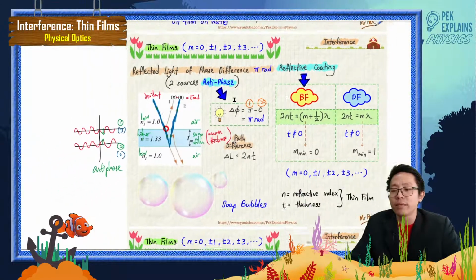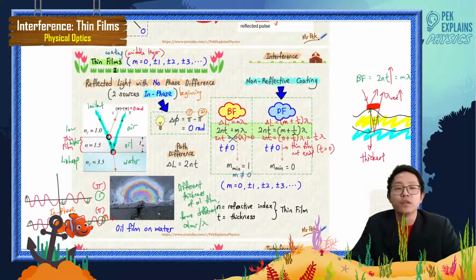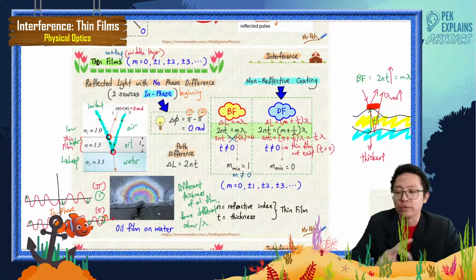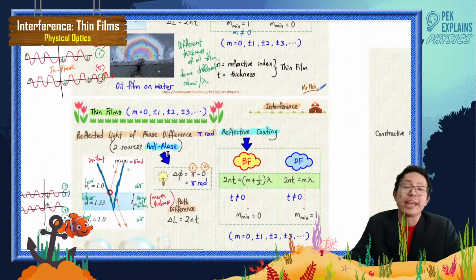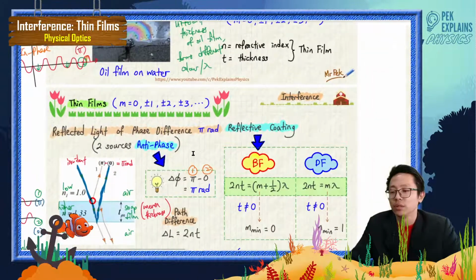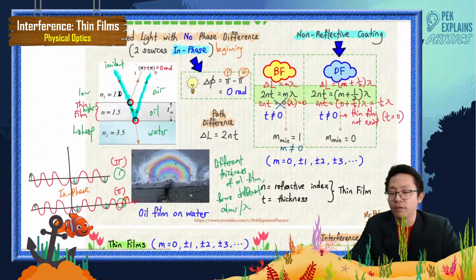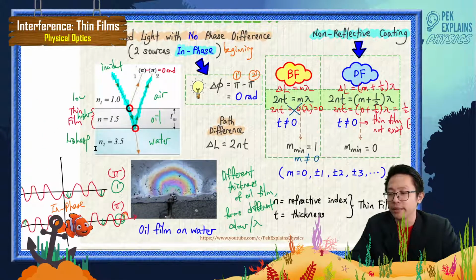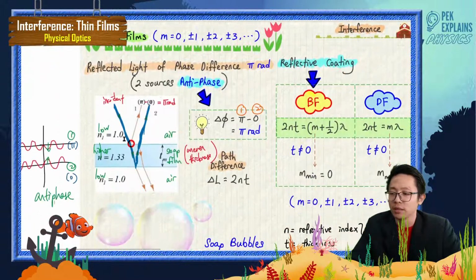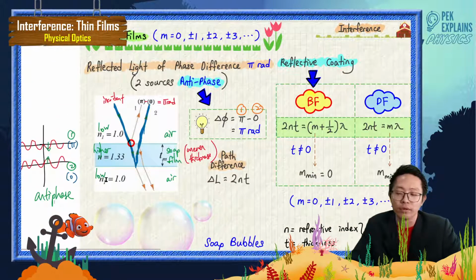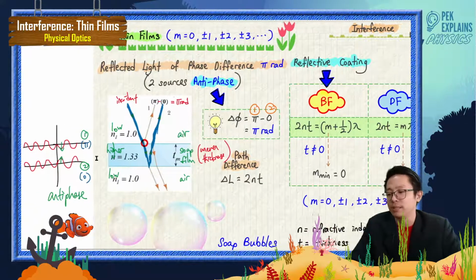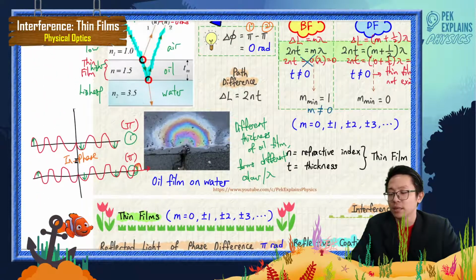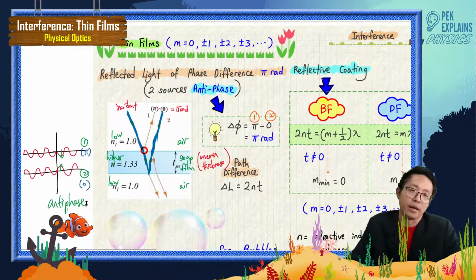So that is what makes this. For thin film, we have two categories. The first category is in phase, and the second category is anti-phase. The first one is because of lower, higher, highest refractive index. This one is because of lower, higher, lower refractive index. That is what makes the in-phase and anti-phase categories.